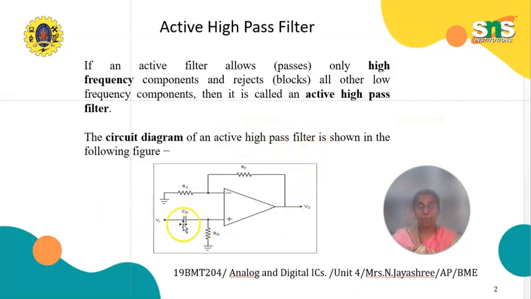In the low pass filter, we have seen the resistance connected horizontally and the capacitor connected vertically. Whereas here, the capacitor is connected horizontally and the resistor is connected vertically. The feedback resistance is connected from output to input, and R1 is connected to ground. Minus and plus are the inverting and non-inverting terminals of the amplifier.